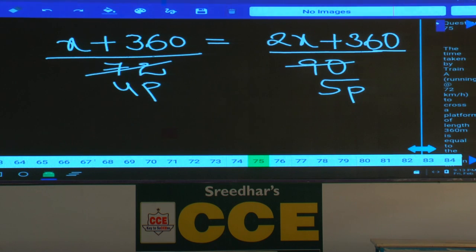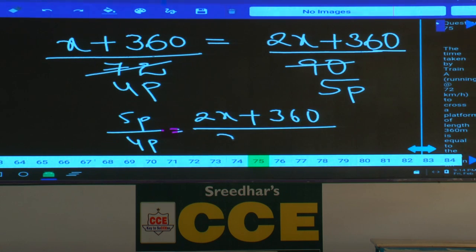5 parts, 5 parts by 4 parts is equal to (2x plus 360) by (x plus 360). Left hand side numerator is how much more than left hand side denominator? Right hand side, if one part is equal to x, 4 parts becomes 4x. Already you have x, then it must be equal to 3x. 3x is 360, x is 120. Done.